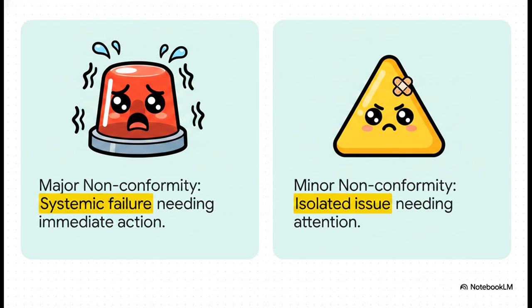On the flip side, a minor non-conformity is still serious, but it's more of an isolated issue, like an access control policy that totally exists but just missed its scheduled 6-month update.